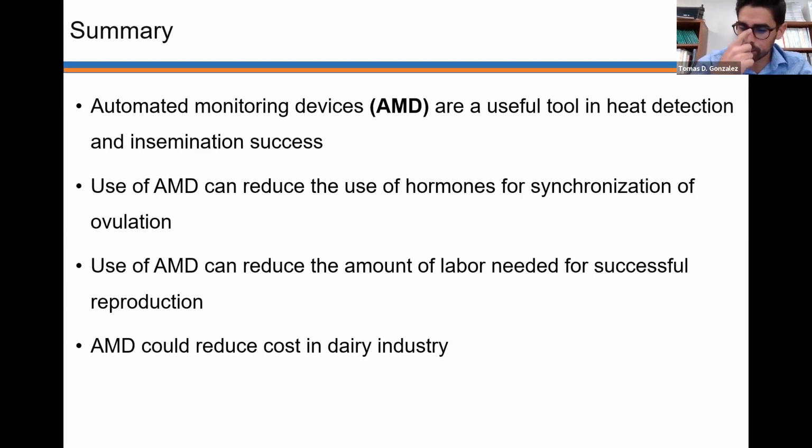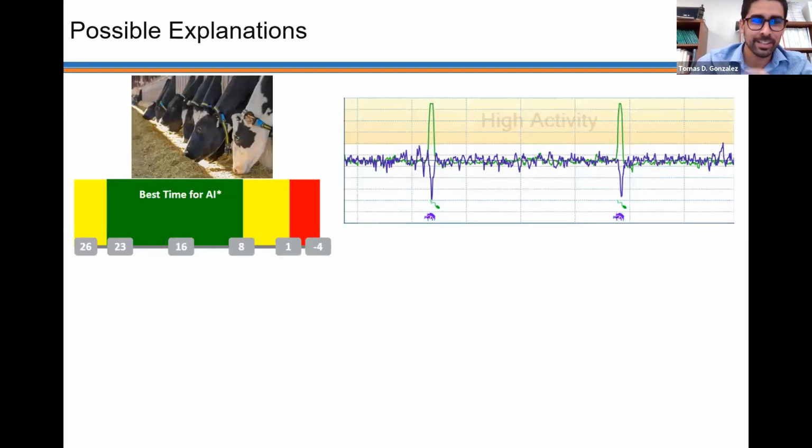Because I have a couple more minutes, I'm going to take a couple more to explain something in our results. Something interesting in our results is that the pregnancy for the primiparous cows is lower than multiparous cows. Something that could explain this, I'm going to explain again: you put the colors where the animal is detecting heat, and they're going to have this alert. It's the breeding window, what is the best time you can breed the animal.